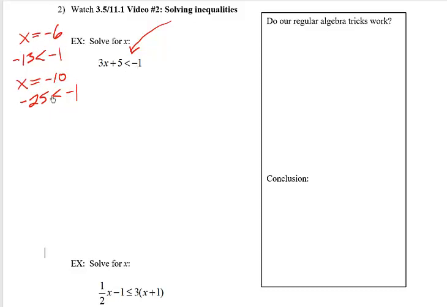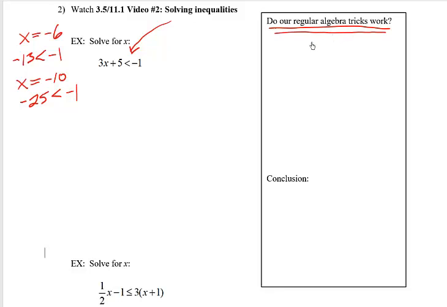I don't want to sit here guessing and checking all day. I want to know how I can find them all in a systematic way. So what we need to figure out is, do all the same tricks that we use for solving equations work for these inequalities? Can I do those normal things? Let's test some of them out.